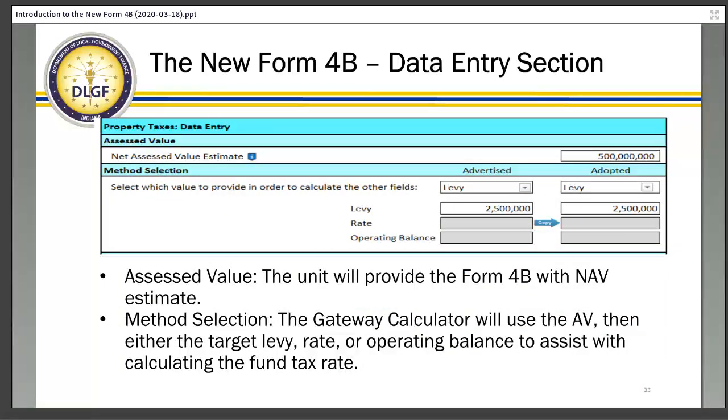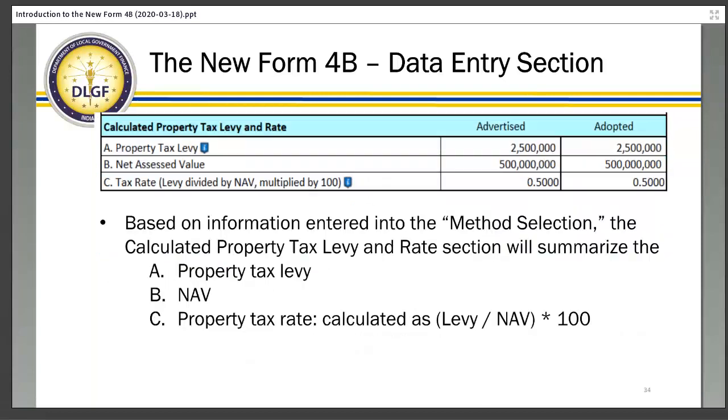The assessed value that we'll be using for our calculation is pretty straightforward. You'll enter the AV there, and that'll be the AV that's used for the funds calculation. The method selection is how units will make the determination as to whether or not they want to hit a target levy or a target tax rate or a target operating balance. So that is functionality that currently exists in Gateway. We wanted to make sure that we kept that functionality around. So units will still be able to pick which one their goal is, and the system will assist them in that calculation. The population of information will be done here, but it will populate the corresponding rows on the actual 4B template.